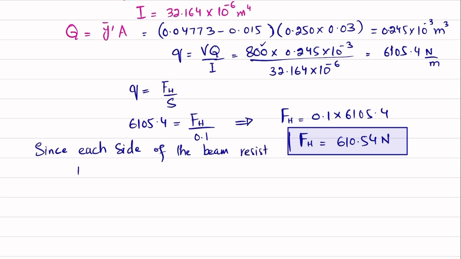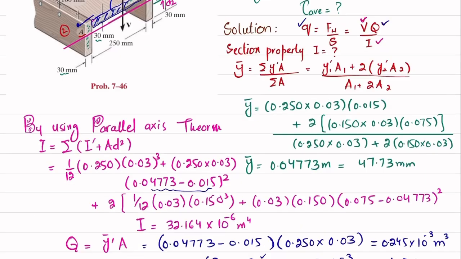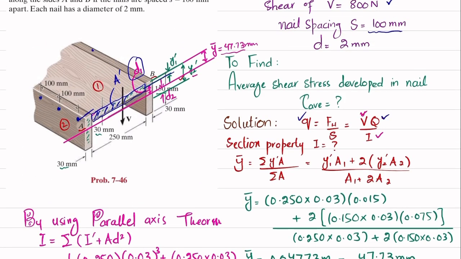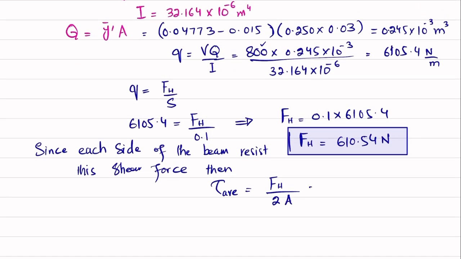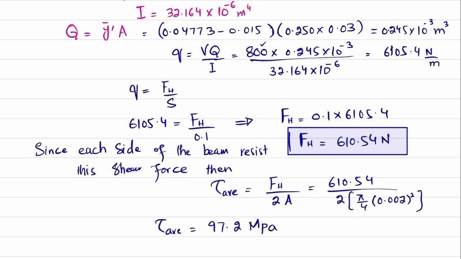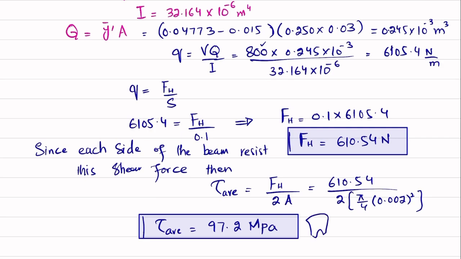Now I will write this: since each side of the beam resists this shear force, the average shearing stress in the nail will be equal to FH divided by 2 into area. You can see that you have nails on this side as well as on the other side, clear? So the shear force will be divided by 2. That's why FH divided by 2 into area. So FH is 610.54 divided by 2, multiplied by the area, where the diameter of the nail is given: area is pi by 4 into 0.002 meter whole square. When you calculate, the average shearing stress in the nail comes out to be 97.2 megapascal, which is the answer of this question.